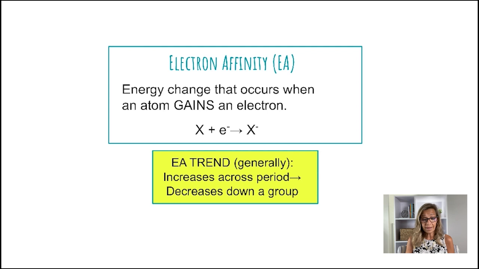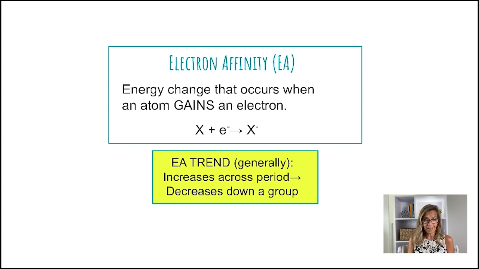Now let's talk about electron affinity. Affinity is like a love for something. So this definition, this will help you learn this definition. So the energy change that occurs when an atom gains an electron, this is the opposite of ionization energy. This is about gaining an electron and becoming an anion.